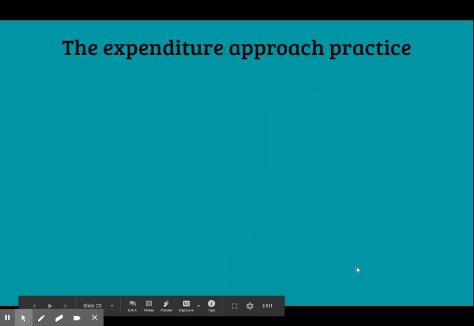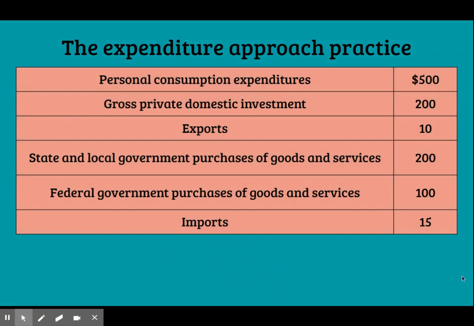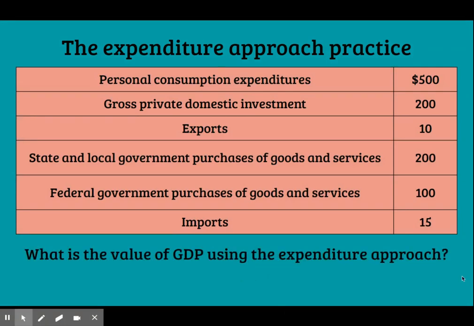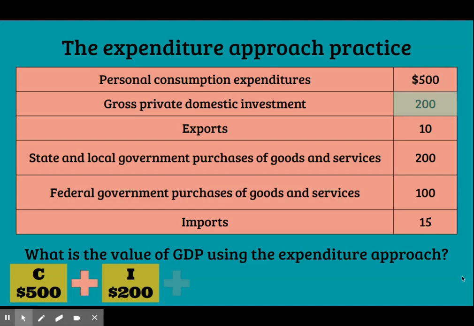All right, let's do a practice problem together. Here's a record of spending for an economy over 1 year. What is the value of GDP if we use the expenditure approach to calculate it? Well, we can see that there's $500 in consumer spending, and there's $200 in investment by firms. Then we have government purchases. Both state, local, and federal government purchases are counted, so added up, that's 300.